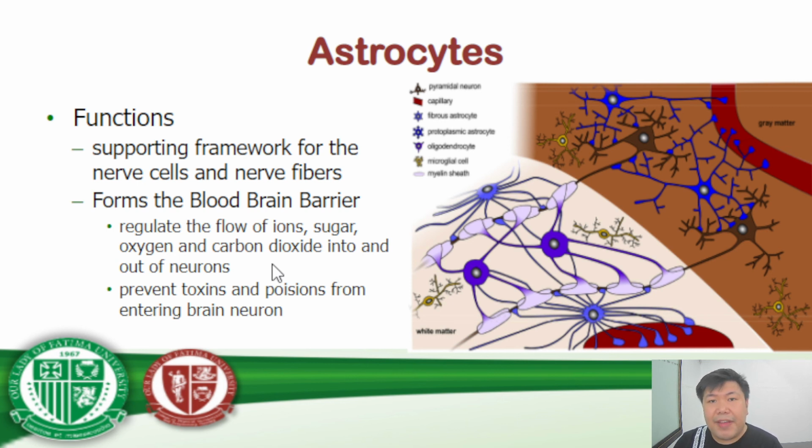Kaya pag nagka-infection sa brain, medyo mahirap din i-treat kasi hindi lahat ng gamot papasok sa blood-brain barrier natin. Okay? So it also prevents toxins and poisons from entering the brain. Kita nyo naman, no? Ito siya, yung ating astrocytes. Kumakabit siya sa mga axons, kumakabit siya sa iba't ibang part para suportahan yung ating mga neurons.